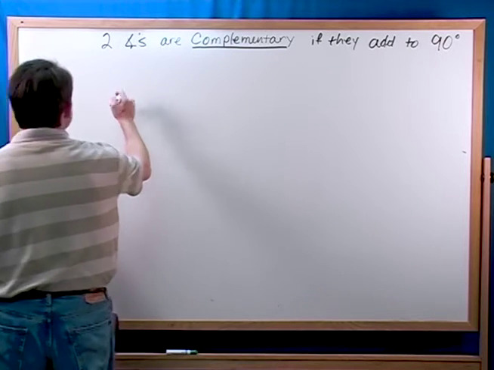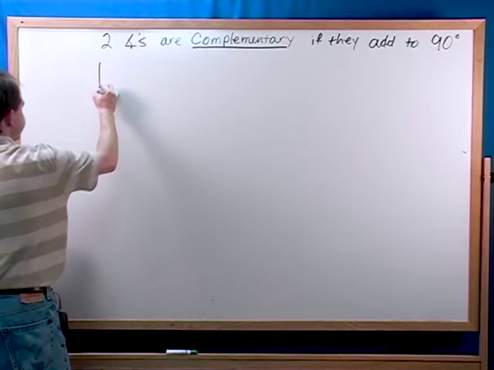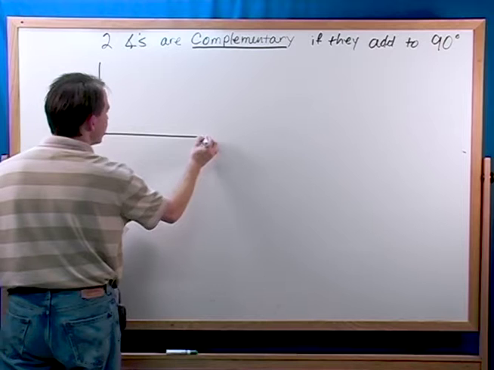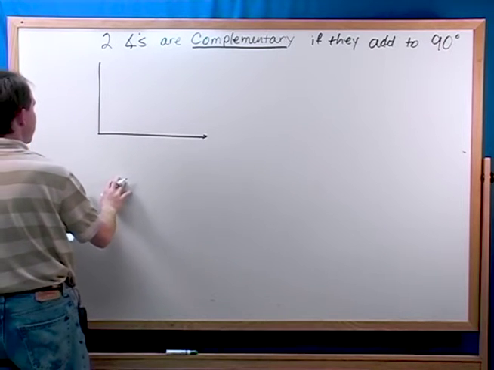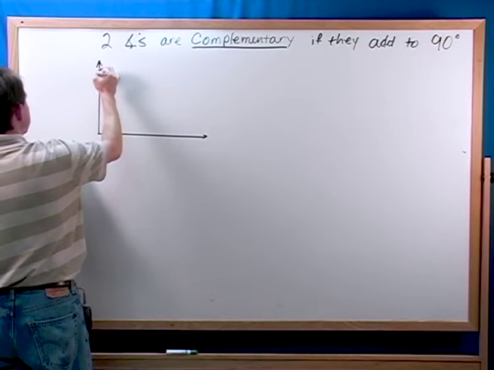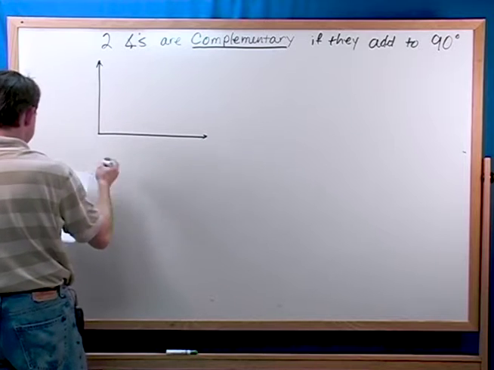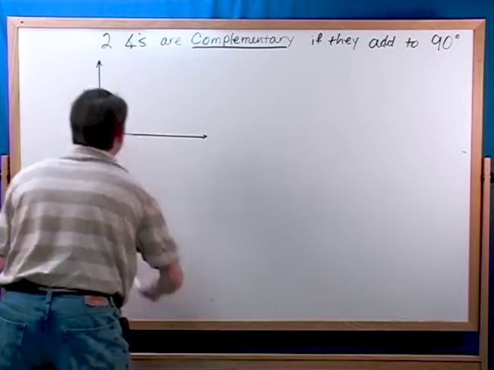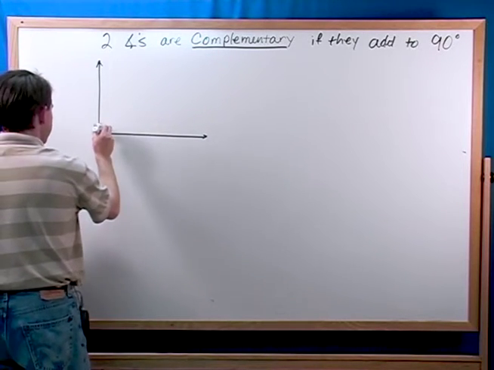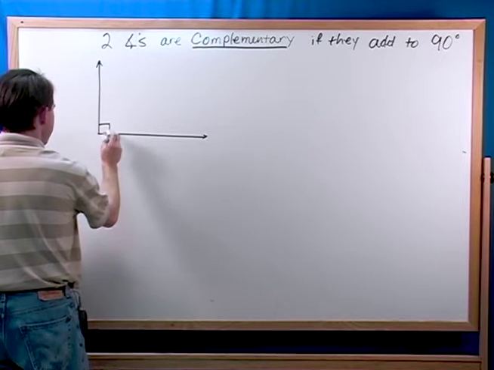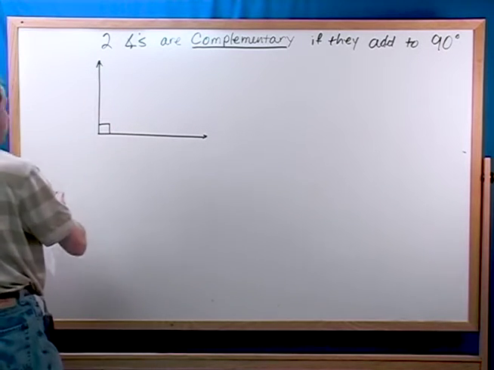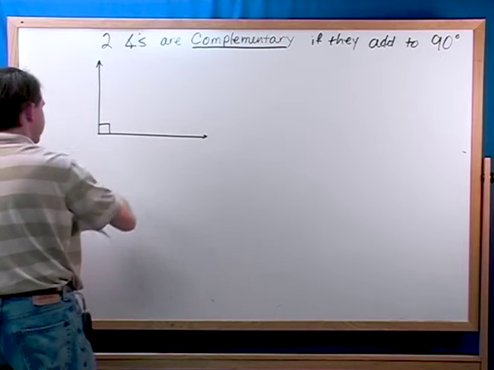So let's look at this. Let's say you have a right angle, okay? This is a right angle, so I'm going to draw my little symbol down here in the corner. That means 90 degrees, okay? That means this is 90 degrees like this, okay?